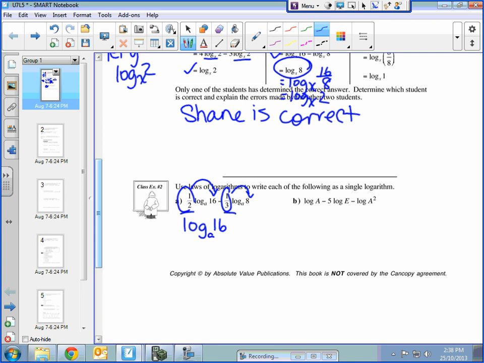What is my exponent though? Good. Minus. Good. Does everyone agree with that step?